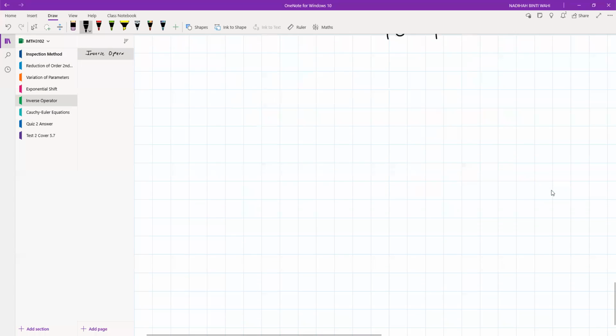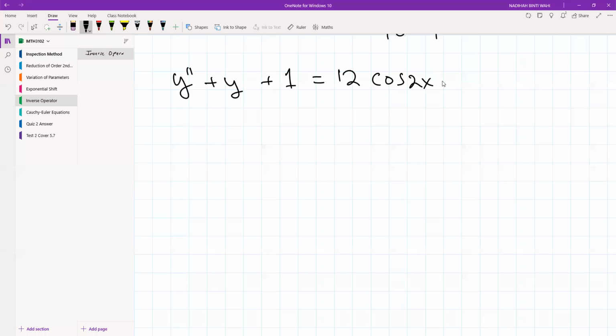Okay, let's do another example. If I have y double prime plus y plus 1, let's not use 5, just use 1 for simplicity, equals 12 cosine 2x minus sine x. Okay, solve this equation.